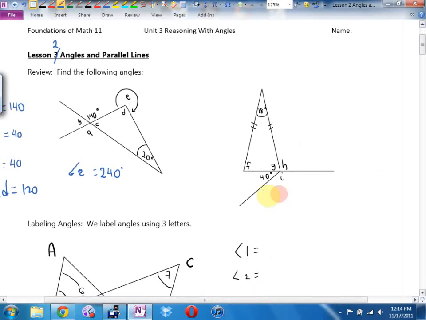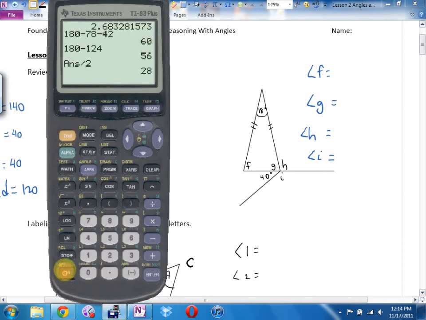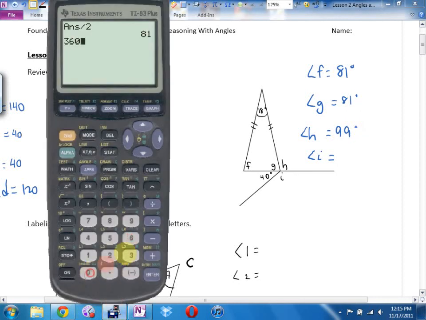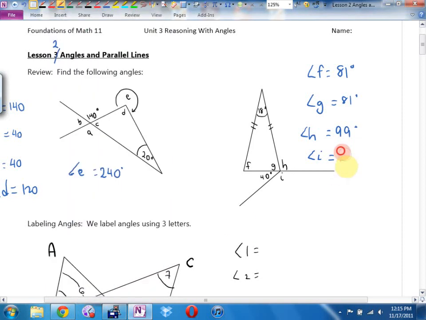Try this one on your own here. Again, go alphabetically. I think I'll start with angle F. I'll do it up here. Oh yeah, I remember this. Is that right? If you're not done, keep going. But look up when you're done and see.